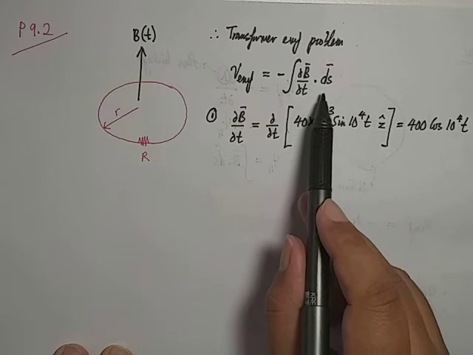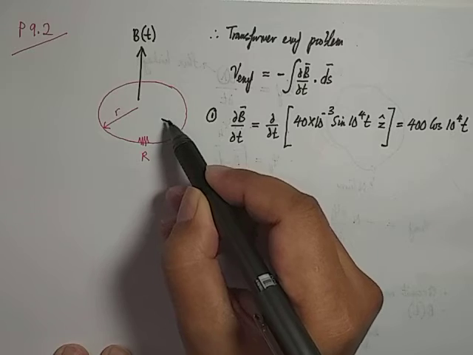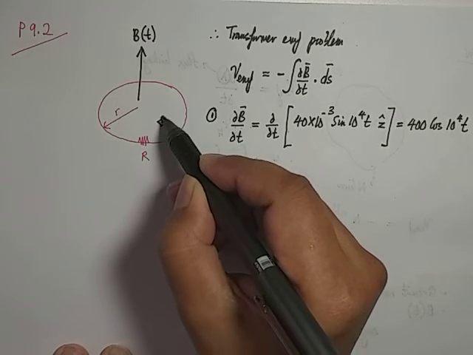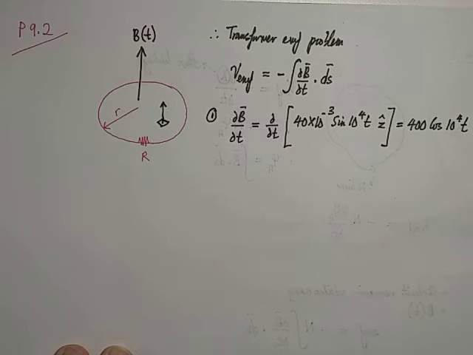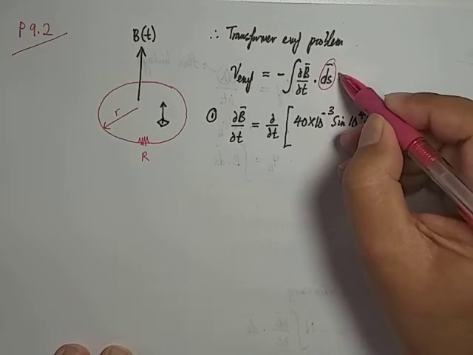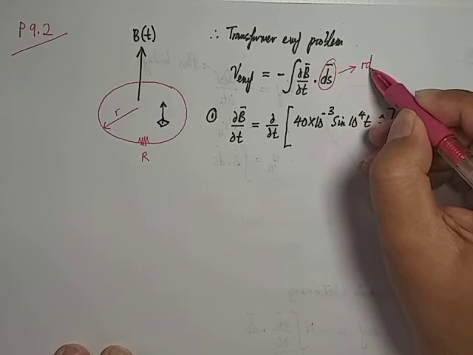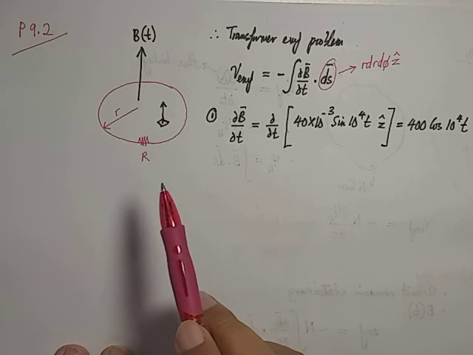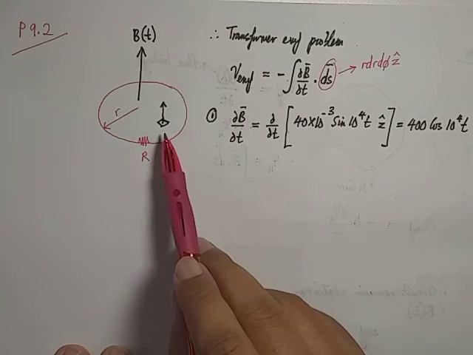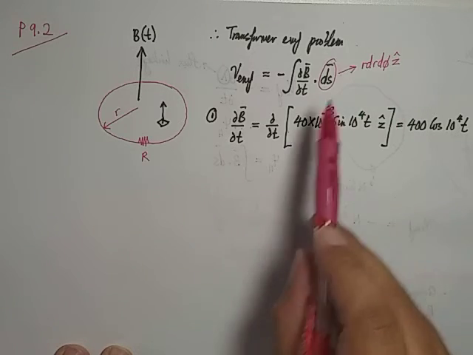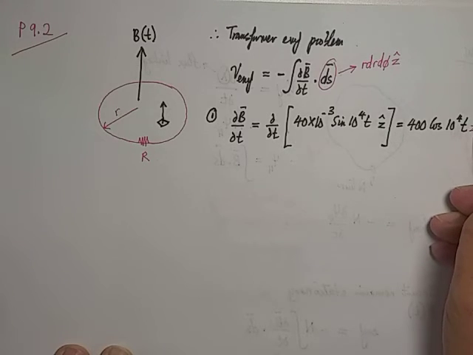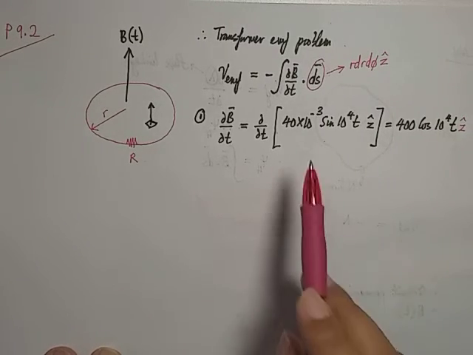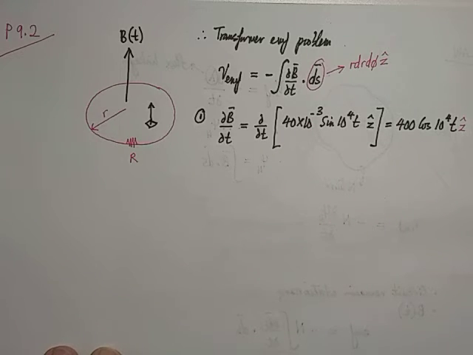So let's continue. Now I'm going to see my ds. Remember, the ds is the area bounded by our conductor. Based on our diagram, what should be the ds we need to substitute here? I think most of you are going to say it is simply defined as r dr dφ in the z direction. Because we are using cylindrical coordinates, the ds defined here is known as r dr dφ in the z direction. And z dot z is going to give us 1. So it's not going to be a zero value, it's going to be a value, because z dot z will give us 1.